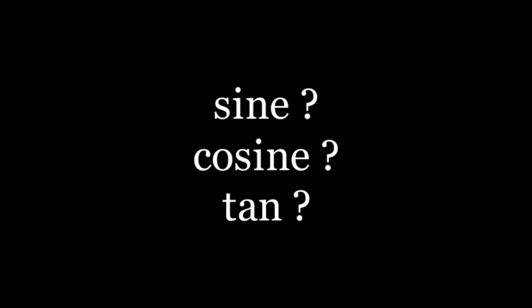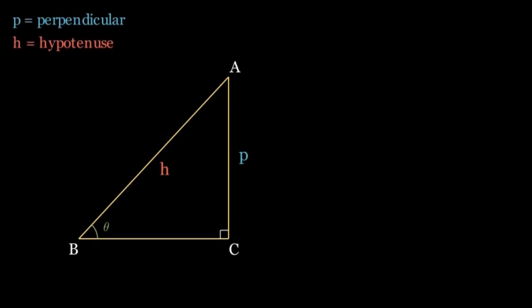Have you ever looked at sine, cosine, and tan and wondered what is actually going on here? Don't worry, everyone feels that at first. But let's start simple. Take a right-angled triangle. Suppose we focus on one angle, say angle B. The side opposite to it becomes the perpendicular. The longest side is always the hypotenuse, and the remaining side is the base.